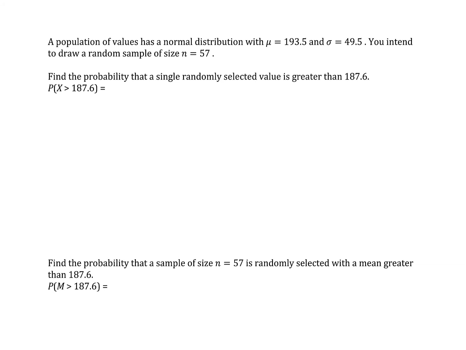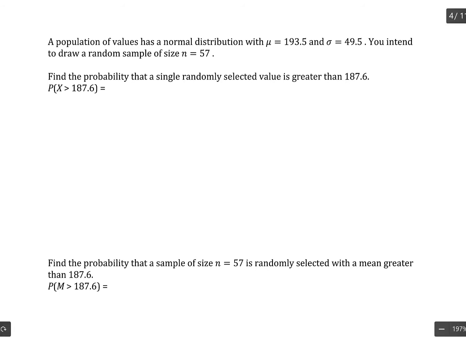A population of values has a normal distribution with mu equals 193.5 and sigma equals 49.5. You intend to draw a random sample of size n equals 57. Find the probability that a single randomly selected value is greater than 187.6.